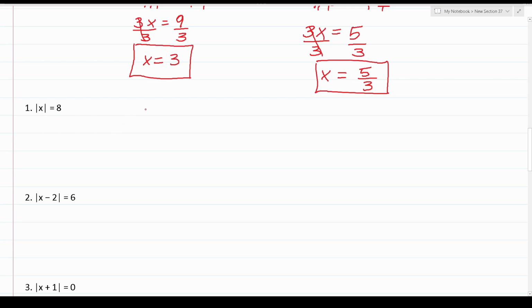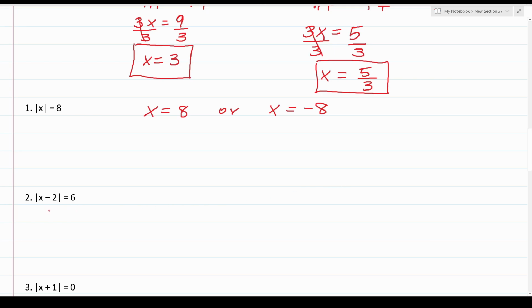So in light of that, I know there's going to be two solutions to this one, notably x equals 8 or x equals negative 8. All right, so that's that one. Let's look at number 2.